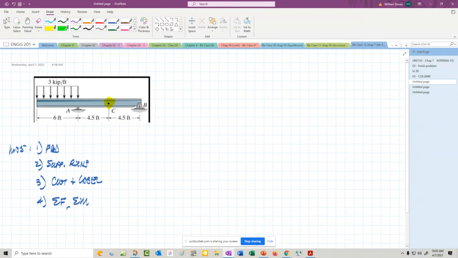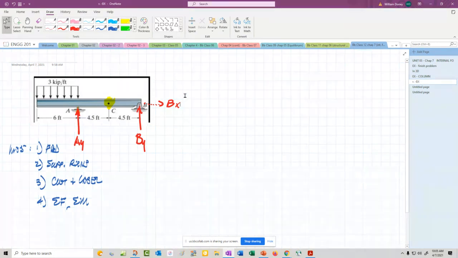So what do we have? Support reactions. Right here, we're going to have AY, it's a roller, so there's no AX. We're going to have a BY there. We could put the BX in there, but as I said, because there's no horizontal forces here, we don't expect that anything's going to happen.